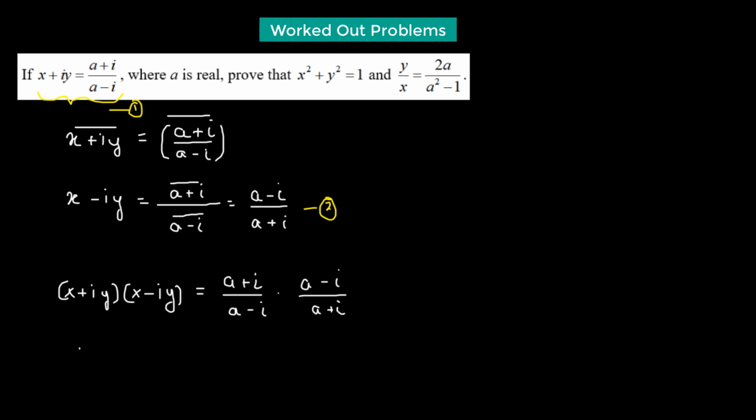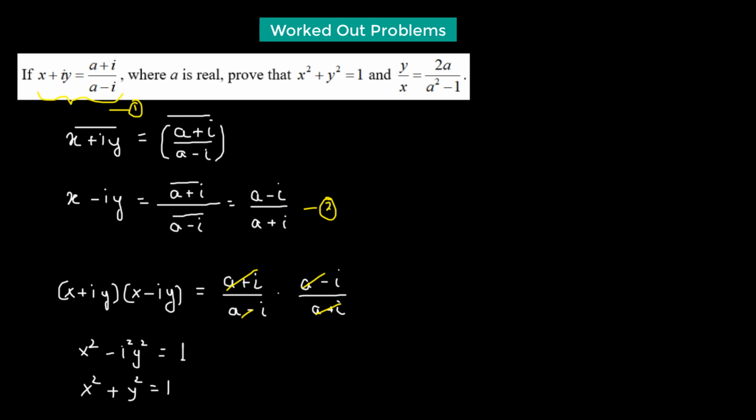So on the left hand side we have x squared minus i squared times y squared, while on the right hand side we can see that a plus i gets factored out because they are common to both the numerator and the denominator, and so does a minus i, leaving us with 1. Now we have x squared minus i squared y squared on the left hand side. That would simply give us x squared plus y squared is equal to 1, since i squared is negative 1. So this takes care of the first part of the proof.